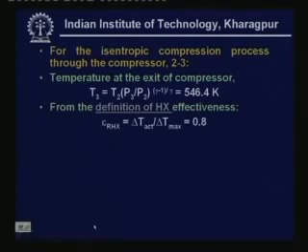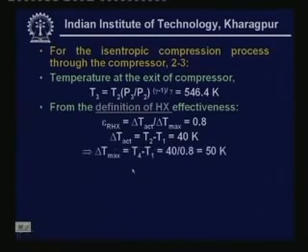So, from that expression, as I have already told you, effectiveness is delta T actual by delta T maximum, and that is given to be 0.8. Delta T actual is T2 minus T1, T2 is 283 Kelvin and T1 is 243 Kelvin. So, the delta T actual is 40 Kelvin. From this you can find out delta T max, which is equal to T4 minus T1, that is equal to 40 by 0.8, that means 50 Kelvin. So, from this you can find out T4 because T1 is known to us. So, T4 is T1 plus 50, that is 293 Kelvin.